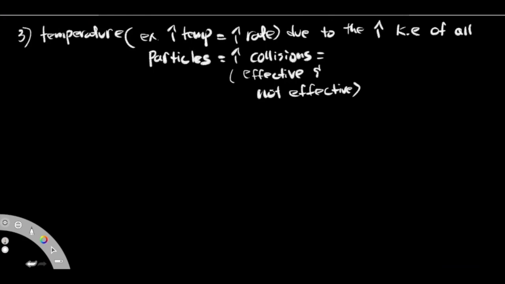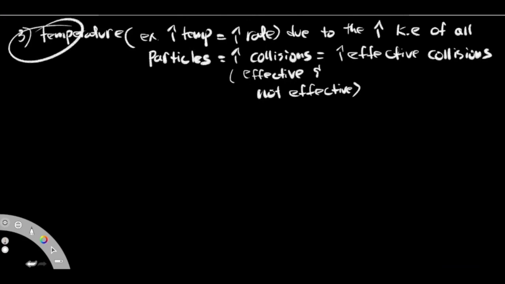So if there is still an increased amount of collisions, there could be a lot of non-effective ones and there could be a lot of effective ones. Regardless, you are increasing the chances of the effective ones. So this is going to increase the effective collisions too. So therefore, it's going to increase the rate of reaction. Next, so that was number 3. Now let's look at number 4.